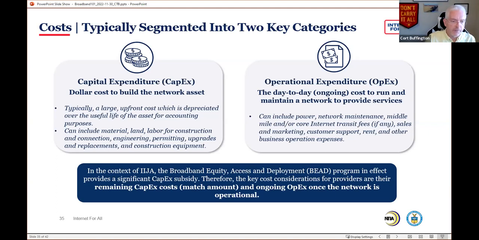In the context of the IIJA programs and BEAD and the middle mile specifically, these programs are funding, not exclusively, but for the most part, capital expenses and not operational expenses. So if you are in the industry or you're with a state or local government and you're looking at working with providers, please remember that for the most part, these programs are not offsetting those businesses' operational expenses, but only assisting with the capital expenses required to deploy infrastructure.